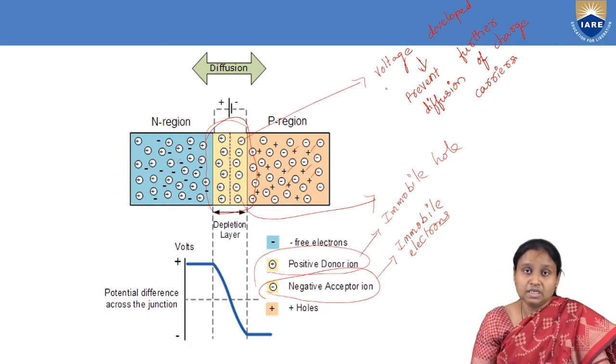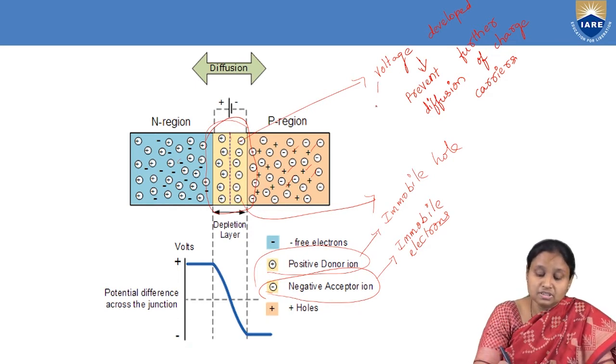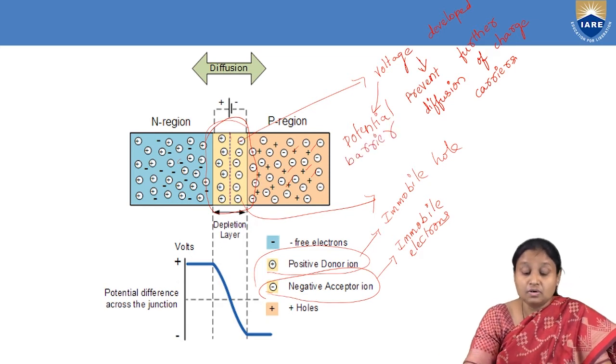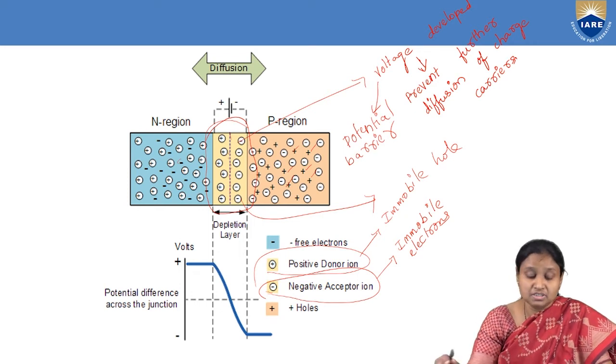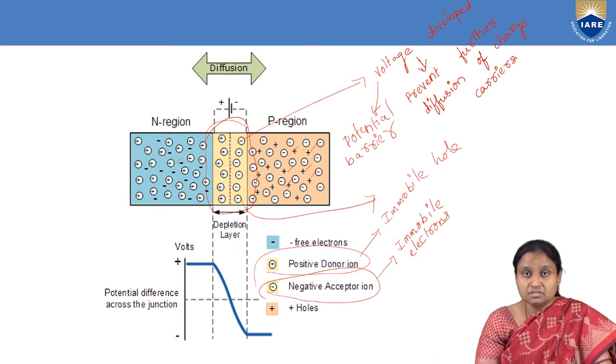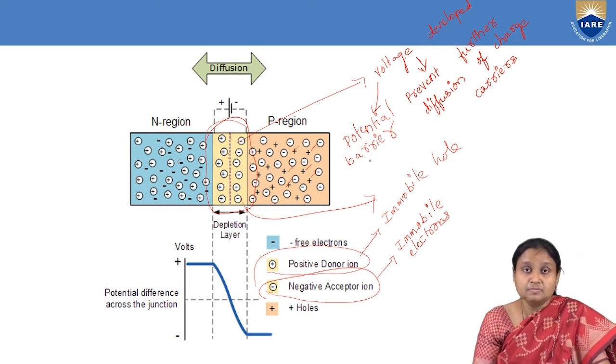And this voltage developed is called the potential barrier. So what is the name we are giving to this voltage developed? It is called the potential barrier. And this potential barrier is developed only under equilibrium condition. This voltage is called the potential barrier. And what is the role played by this potential barrier? It is going to stop further diffusion of charge carriers.